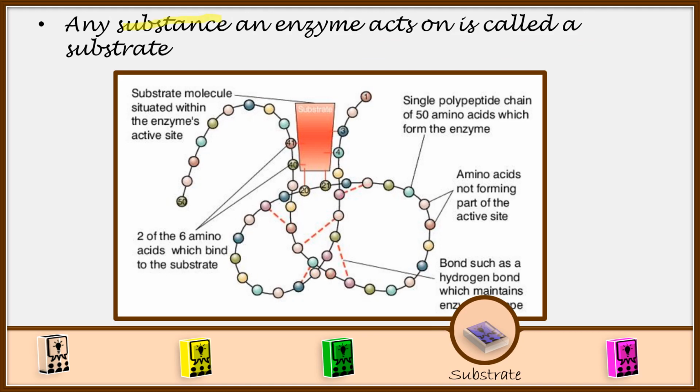Any substance an enzyme acts on is called a substrate. The substance acted on by the enzyme is what we call a substrate. This substance that we have here, that is being acted on by the enzyme, is the substance that we are calling a substrate. Enzyme and a substrate.